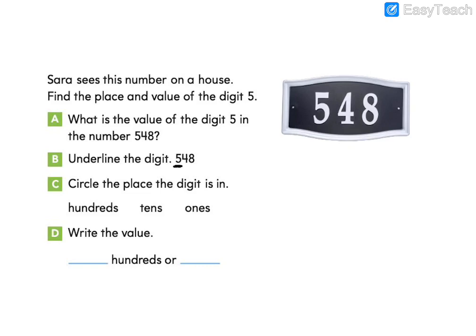What place is the digit in? Is it in the hundreds place, the tens place, or the ones place? You should have circled the digit 5 is in the hundreds place. So let's go ahead and write the value now. It's equal to 5 hundreds or 500.